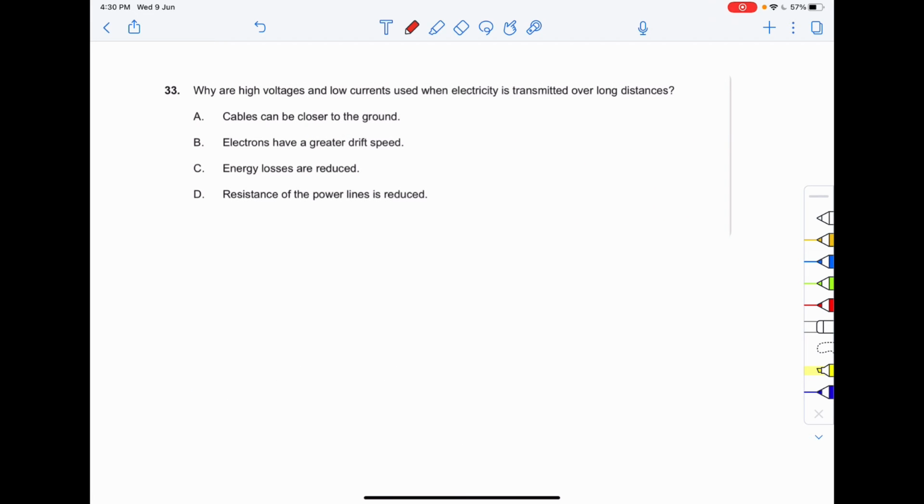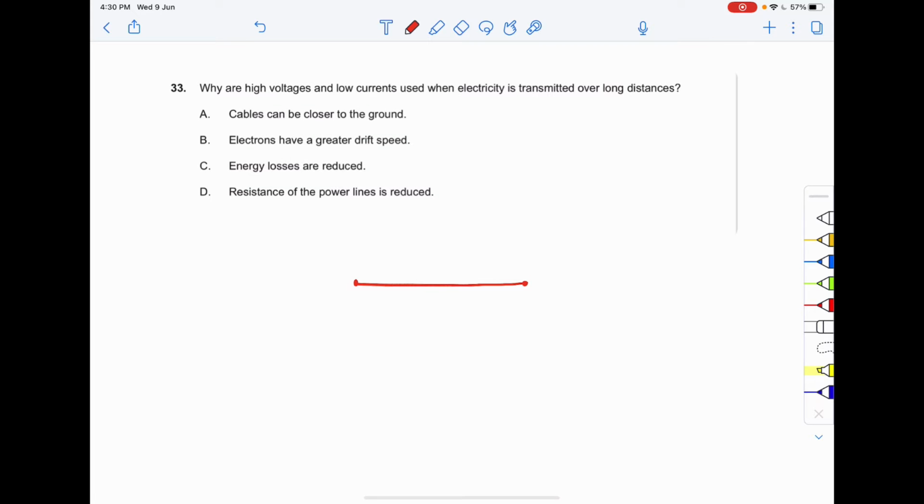Now proceeding on to the next question, why are high voltages and low currents used when electricity is transmitted over long distances? High voltages are used in order to minimize the power lost when transmitting electricity over long distances. Okay, and why are low currents used?